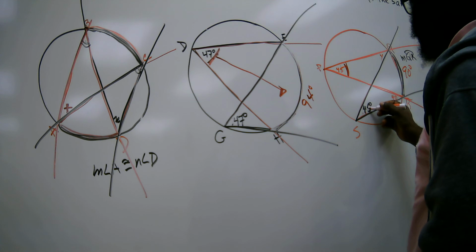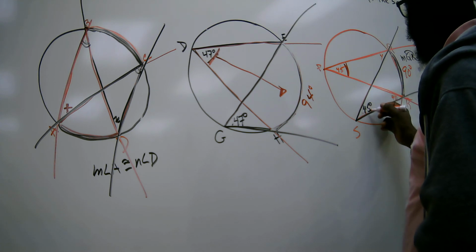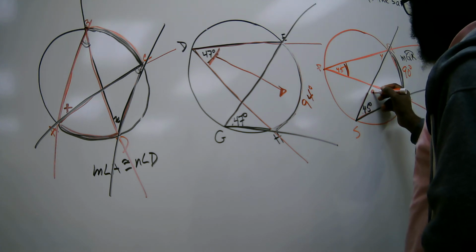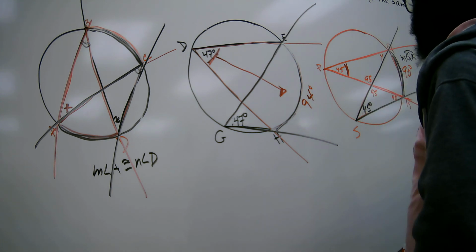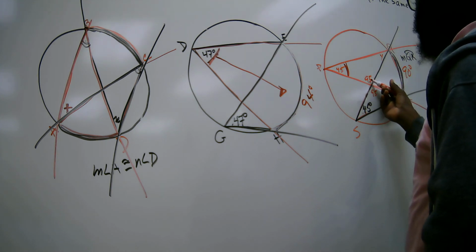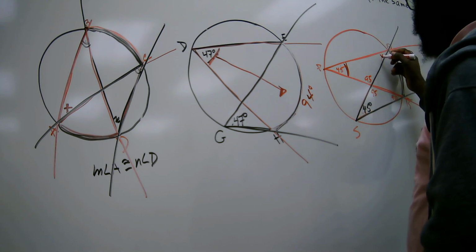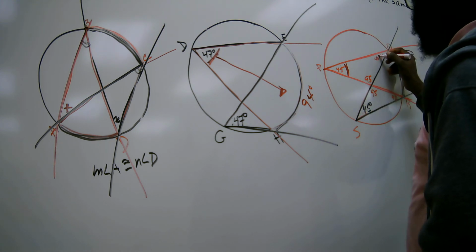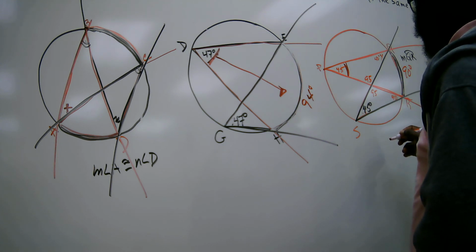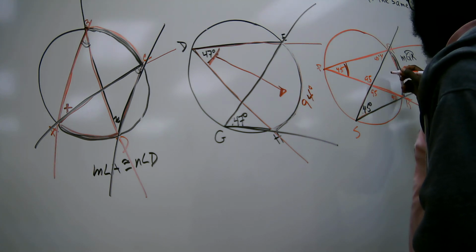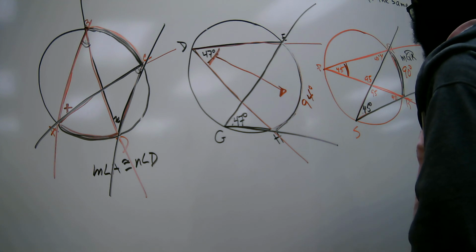So in this case, if this is 40, we can find this. That's 85. This will be 95. This also will be 95. We don't need to do a lot of work. That will give you 140. This will be 40. So you do not have to do all that. The only thing you have to do is see which arc they share.